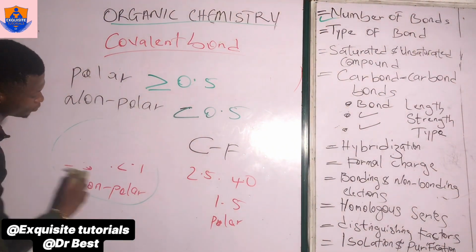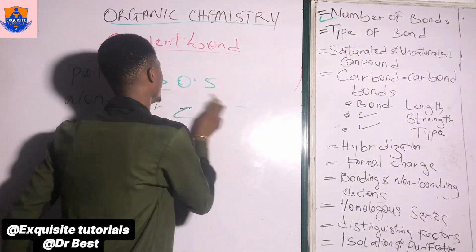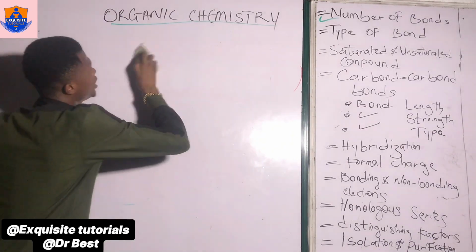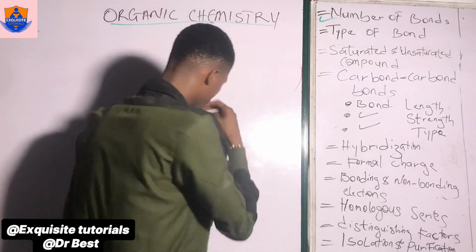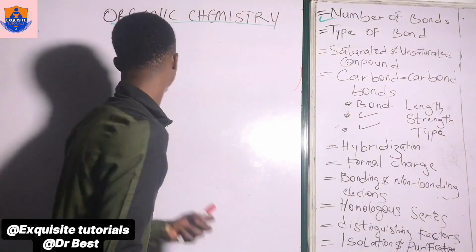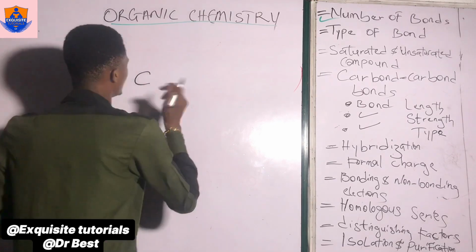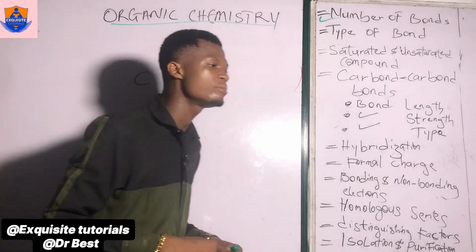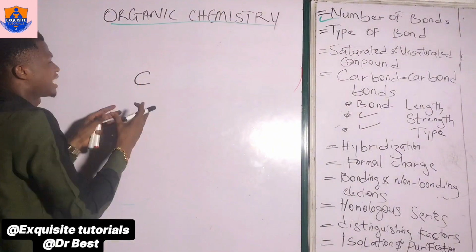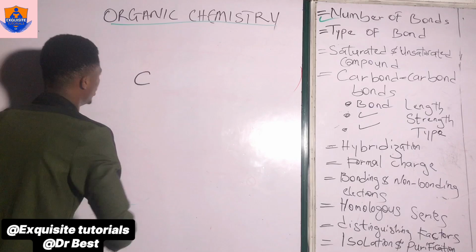Now let's proceed further. The next thing we are going to be looking at is saturated and unsaturated compounds. Now, when do we say a compound is saturated? Let's say, for example, an organic compound. This is carbon. A compound is said to be saturated when it contains the maximum number of hydrogen atoms that is supposed to be attached to it. The required maximum number of hydrogen atoms attached to the carbon.